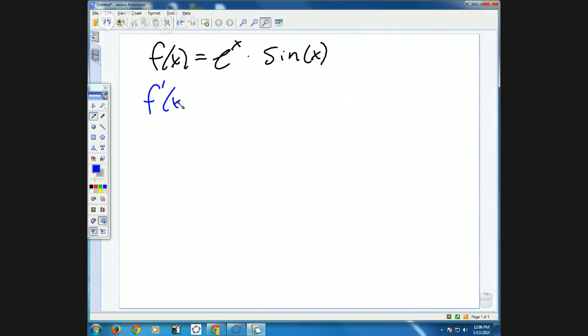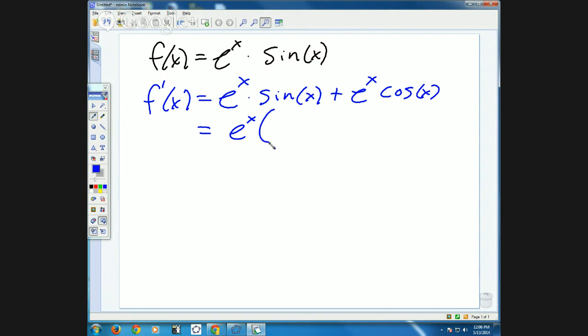F prime of x would be e to the x, because that's the e to the x's derivative, times the sine of x. Then the product rule says to multiply e to the x times the derivative of sine, which is cosine of x. Which you could rewrite by factoring out the e to the x as e to the x times the sum of the sine and the cosine.